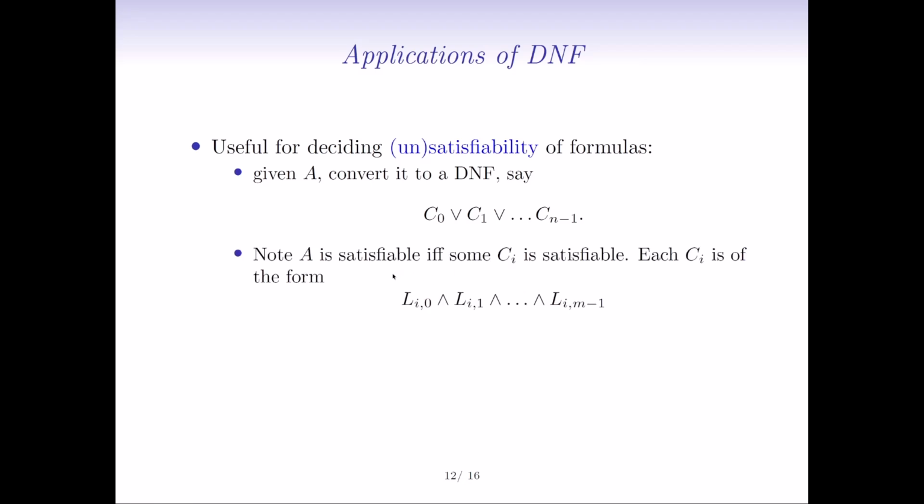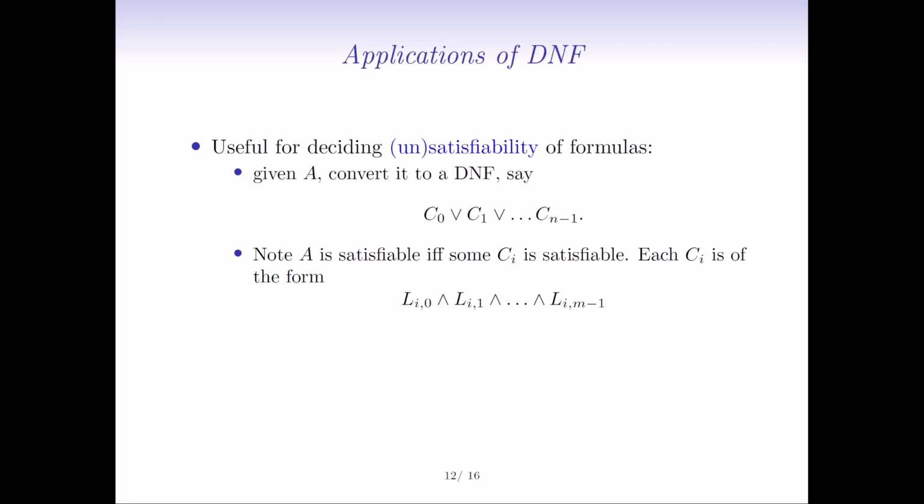Now, we can notice that if any one of those conjunctive clauses, Ci, let's say, is satisfiable, then the entire formula is satisfiable. In fact, that's an if and only if. To satisfy a disjunctive formula, it's enough just to show that one of the elements is satisfiable. And again, you can check that.